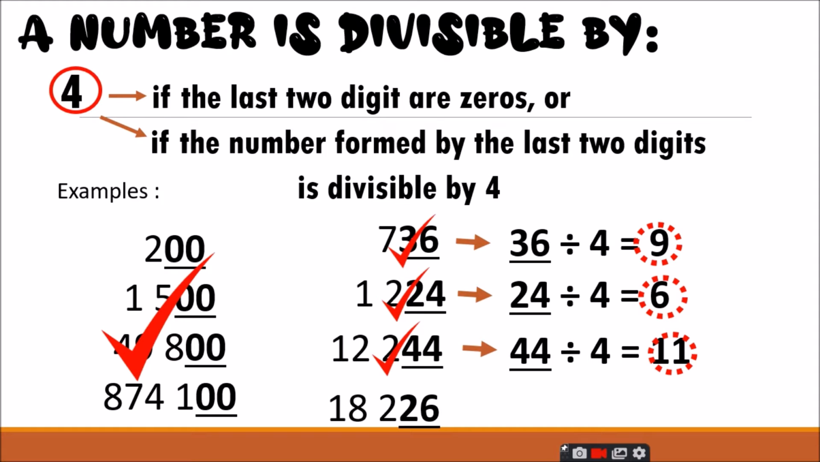Last example is 18,226. So the last two digits is 26. So 26 divided by 4 is equal to 6 remainder 2. As you can see, the quotient has a remainder. So we can say that 18,226 is not divisible by 4.